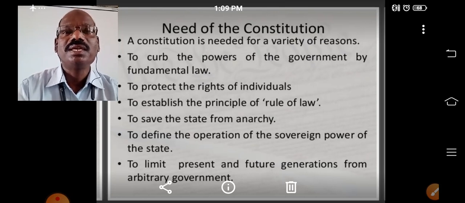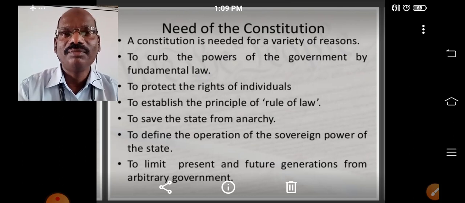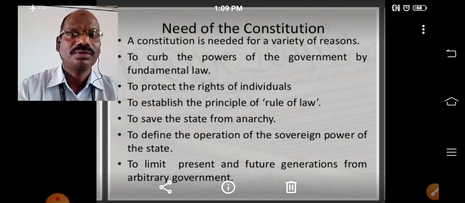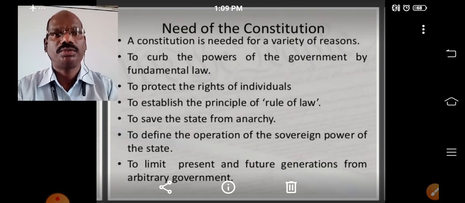So in different ways we require a constitution. The constitution guarantees a good atmosphere for its citizens to live, a good atmosphere for the government to rule, and it provides a better living condition for the people of the nation. That's why we need a constitution.